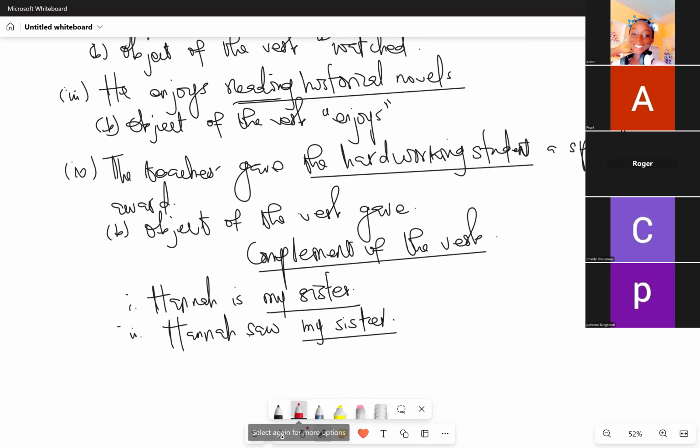Okay. So over here, I know my sister, you would have just said what? Object of the verb. But the number of parties here is what? One, right? So you see, don't say object, you say complement of what? Of the verb. Complement of the verb, what? My sister, right?